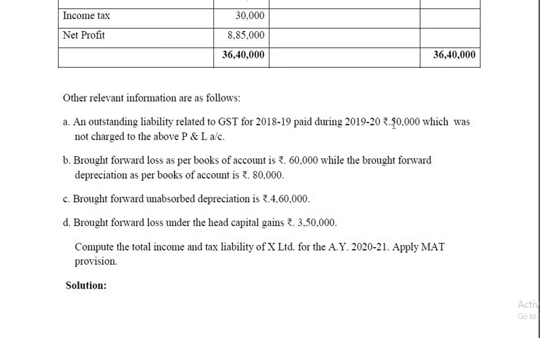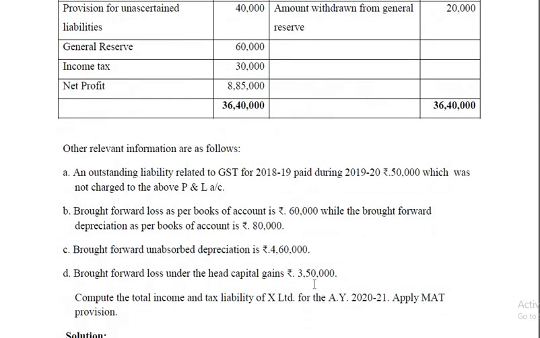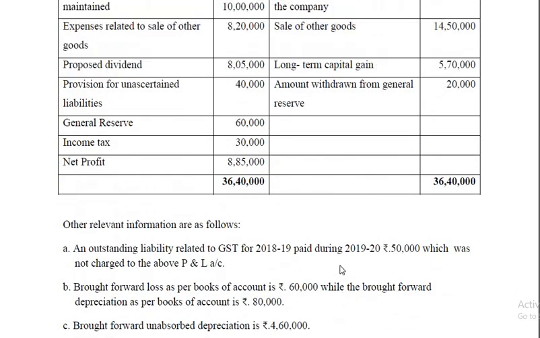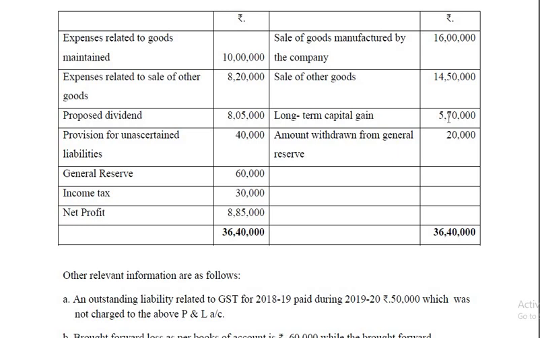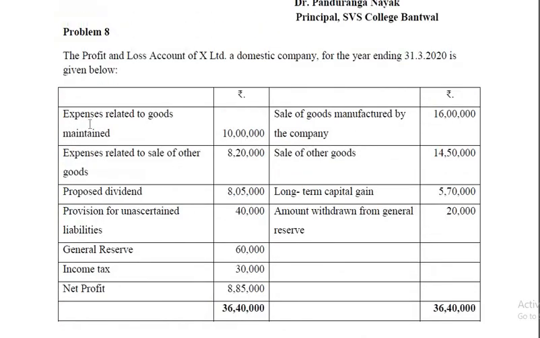The next is brought forward loss under the head capital gain. If you look at the credit side of the profit and loss account, you find here long-term capital gain of rupees 5,70,000. So this loss can be set off against this particular income. Compute the total income and tax liability for the assessment year 2021 applying MAT. So what are the items to be taken as disallowed while computing business income?